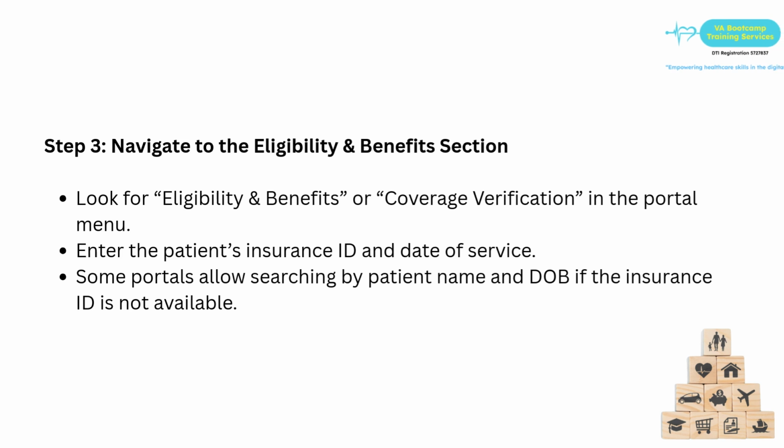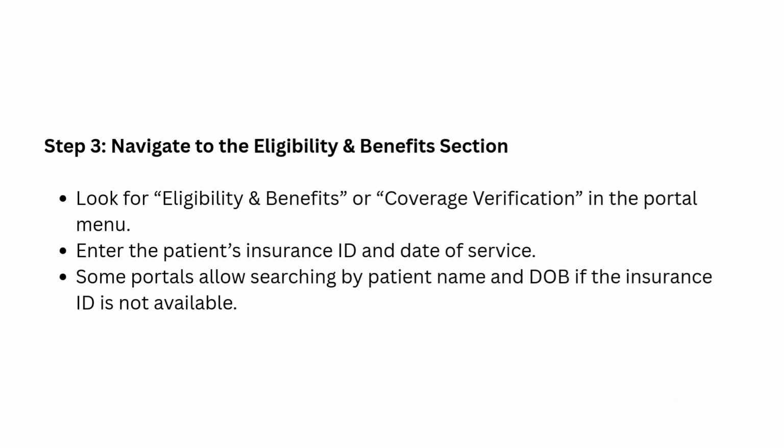Step 3. Navigate to the Eligibility and Benefits section. Look for Eligibility and Benefits or Coverage Verification in the portal menu. Enter the patient's insurance ID and date of service. Some portals allow searching by patient name and DOB if the insurance ID is not available.